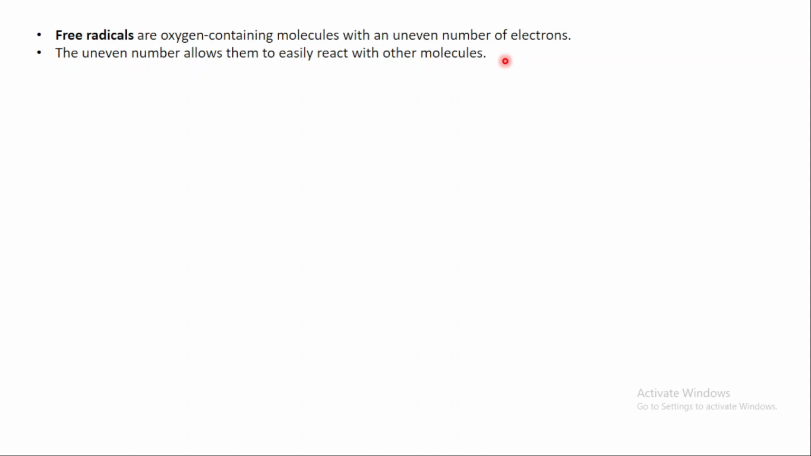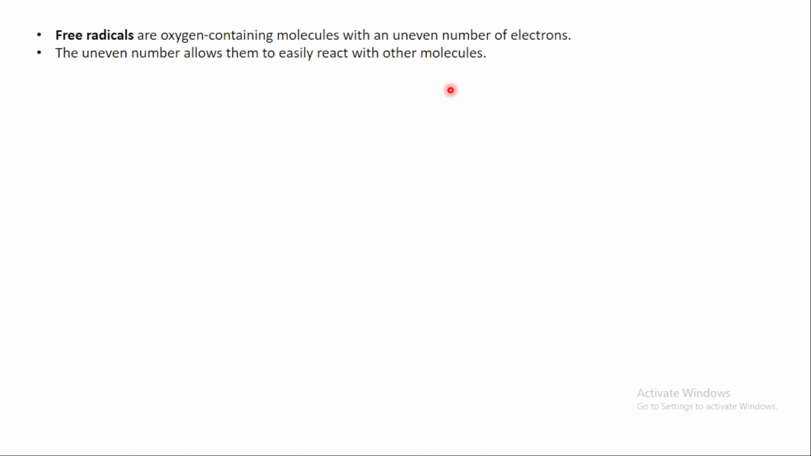And what does this uneven number of electrons do? They allow them to easily react with other molecules. Because of these uneven electrons, the oxygen molecule now is very reactive. It can either accept one electron to fill its vacancy, or give that extra electron to an element to suffice its valency. That's why oxygen with uneven number of electrons is very reactive.